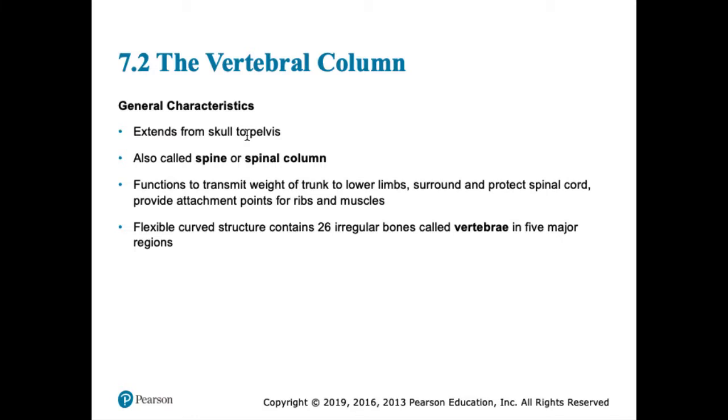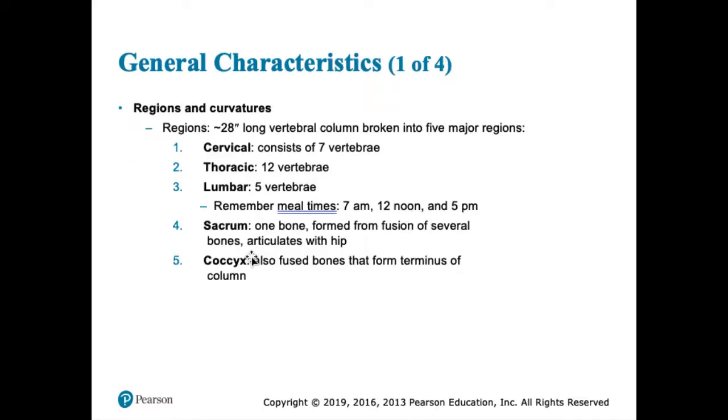Of course, there are general characteristics. The vertebral column extends from the skull to the pelvis. It's also called the spine or the spinal column, and it basically functions to transmit the weight of the trunk to the lower limbs and to surround and protect the spinal cord. Its flexible curved structure contains 26 irregular bones called vertebrae and 5 major regions.